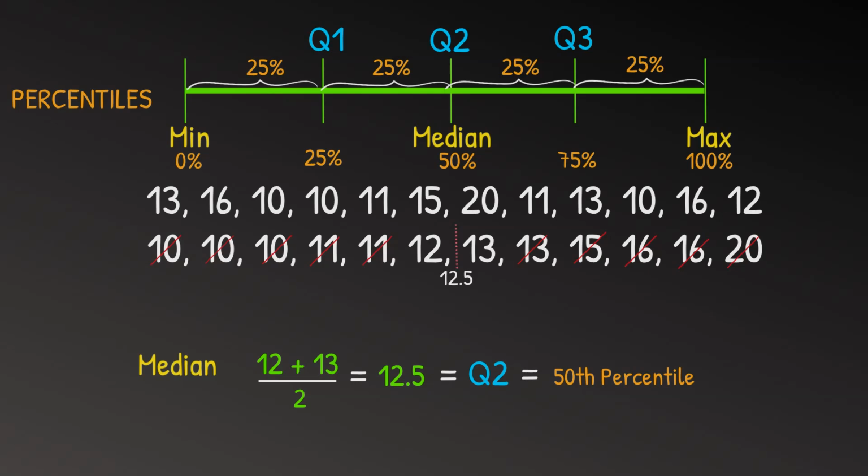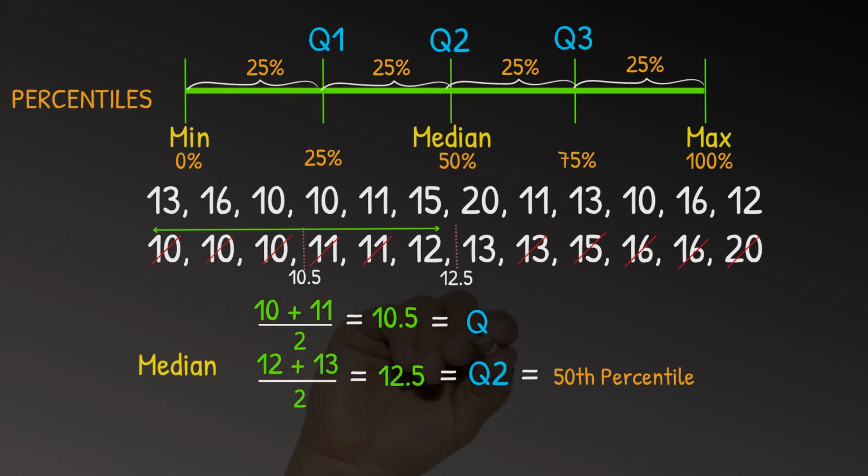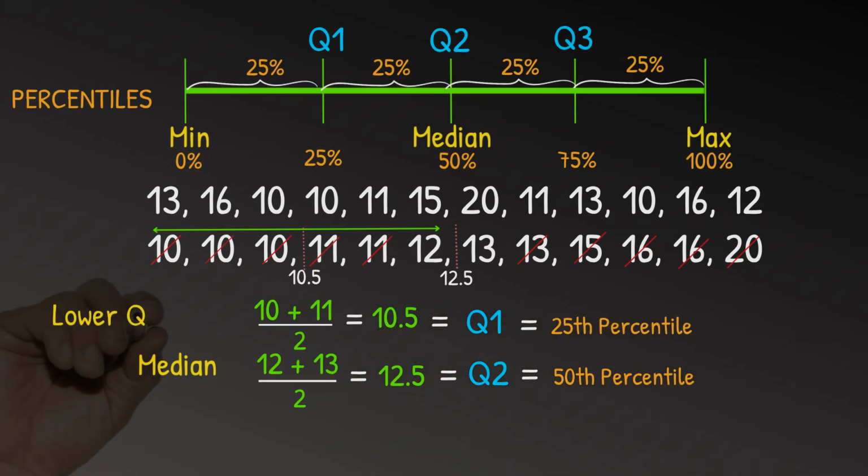Now to find Q1, we have to find the median of these values. And again, in the middle, we find 2 values, 10 and 11. The middle of these 2 numbers is 10 plus 11 divided by 2, which gives us 10.5. So 10.5 is equal to Q1, which is the 25th percentile. And it's also called the lower quartile.